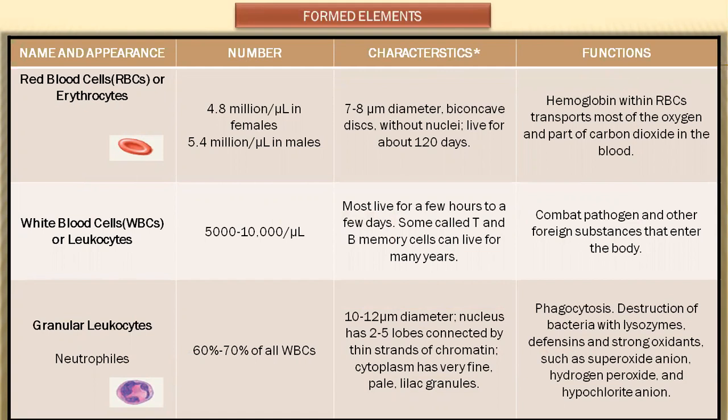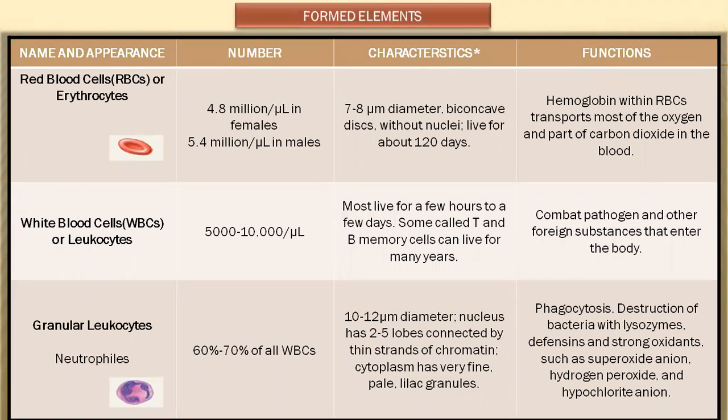Later on, we'll go into detail to look at how these red blood cells are formed, how white blood cells are formed, how platelets are formed. Okay. So when you're talking of formed elements, you're talking of the cells. The first one is red blood cells, which are also called erythrocytes.